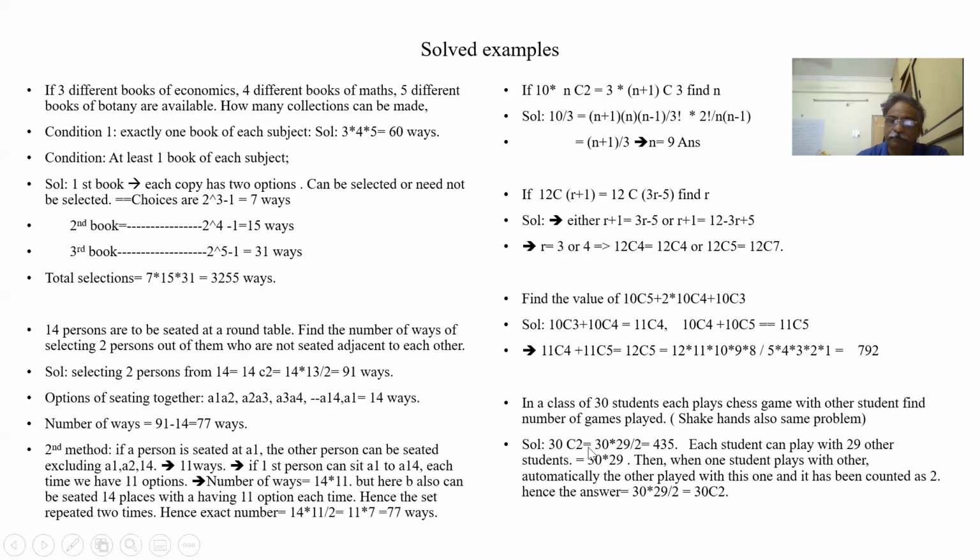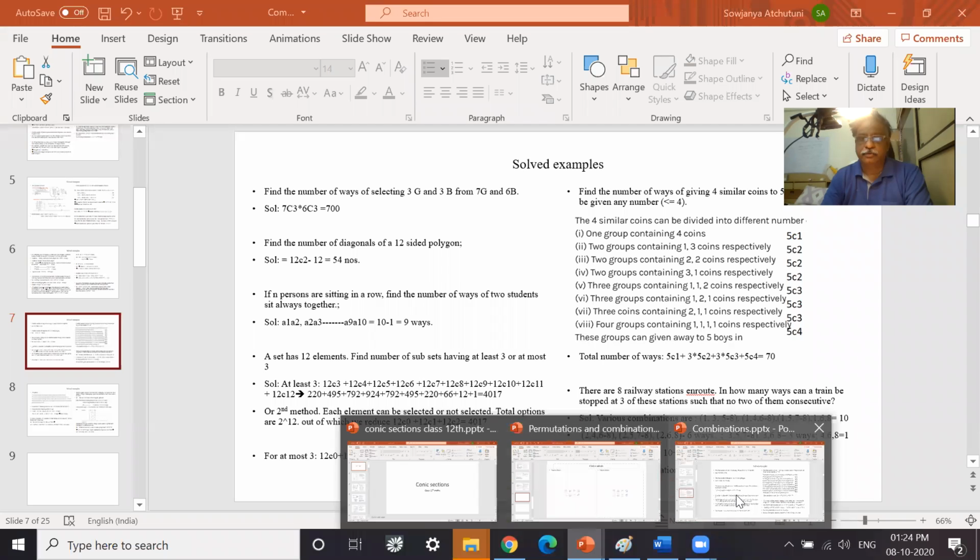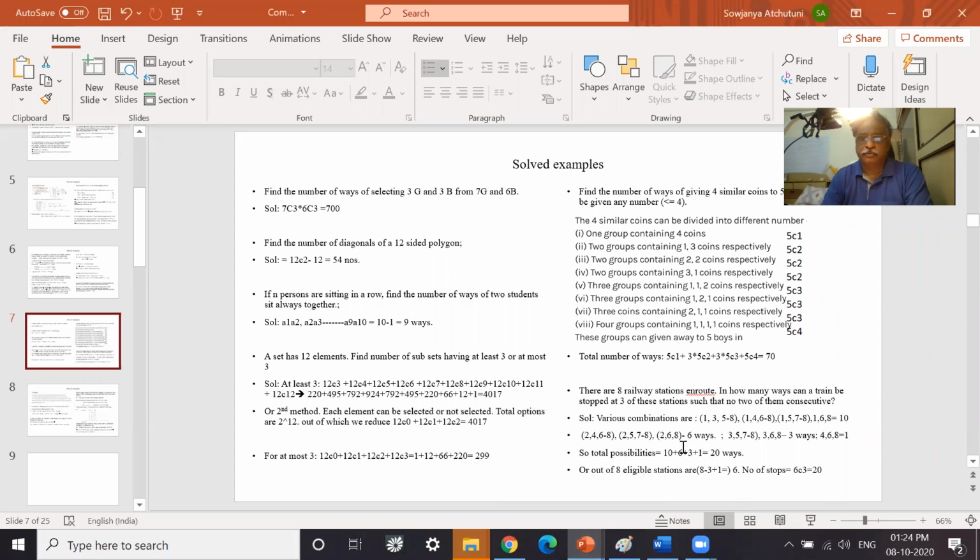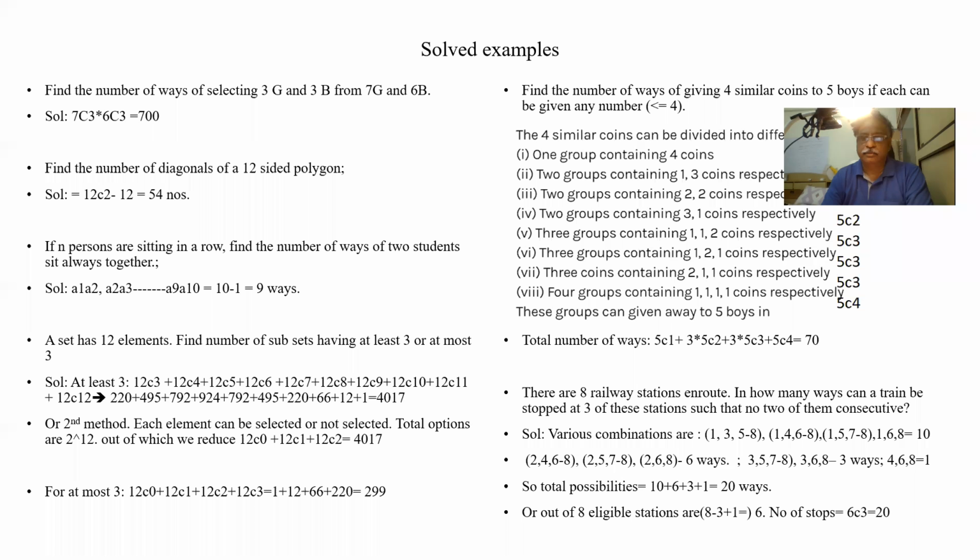Okay. Let us continue further problem solving. Let us see this. Find the number of ways of selecting 3 girls and 3 boys from 7 girls and 6 boys. Very simple. 7C3 into 6C3.